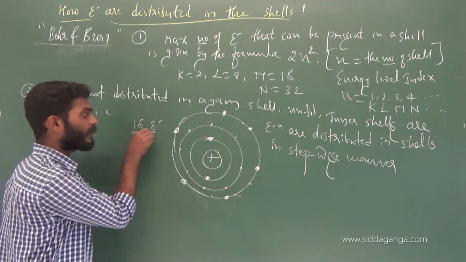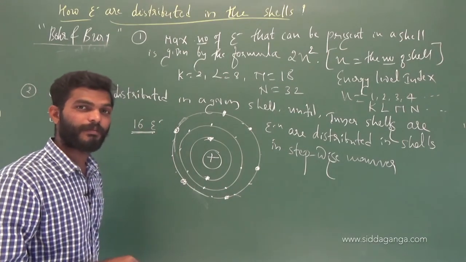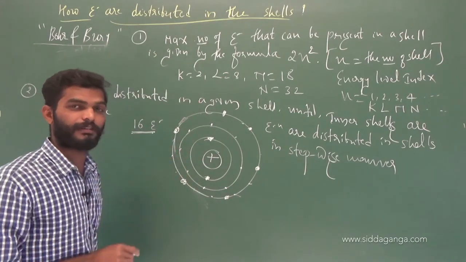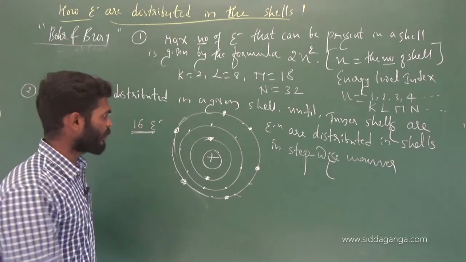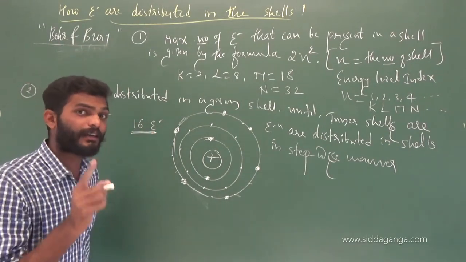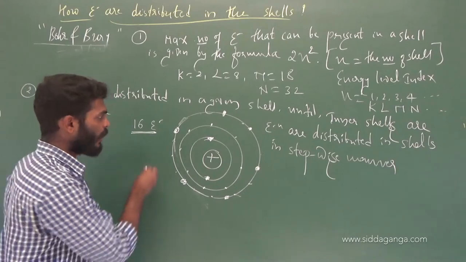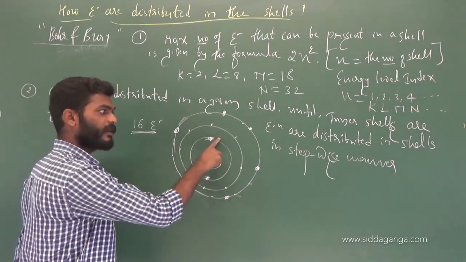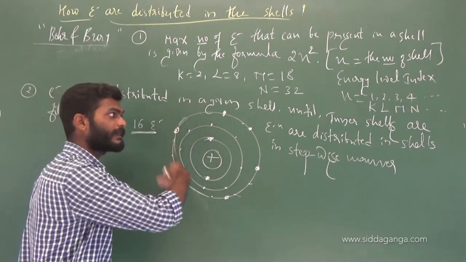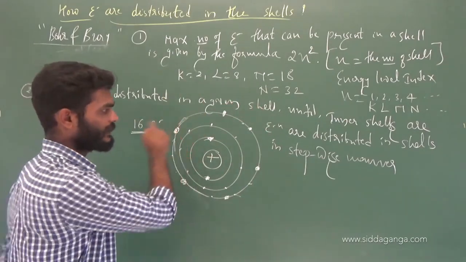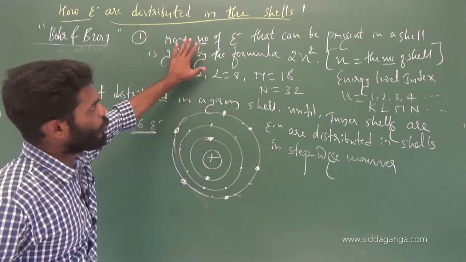Since we have 16 electrons in that atom, in any atom, the atom is sulfur. So we are going to learn that in the next class. So if the atom has 16 electrons, we have to fill 2 in the first, 8 in the next, so 10 are used, and the remaining 6 in the third shell. We have to fill like this. So we obeyed the two rules, 1, 2.